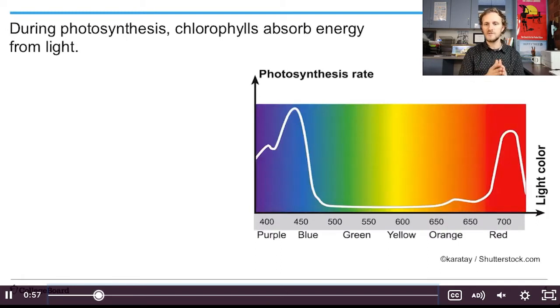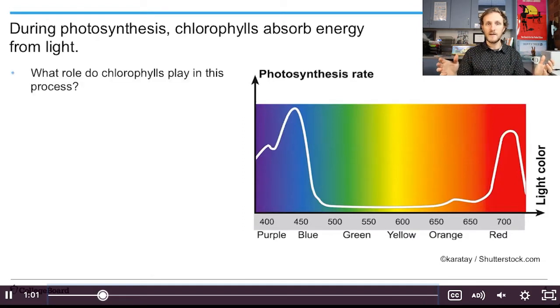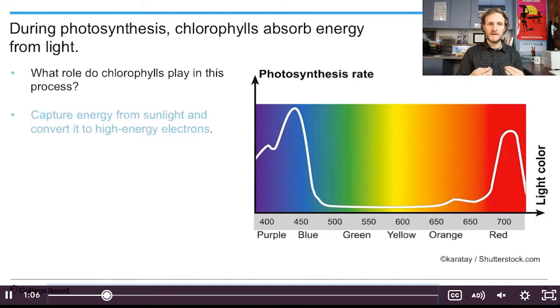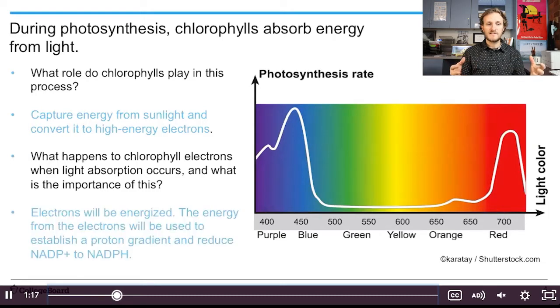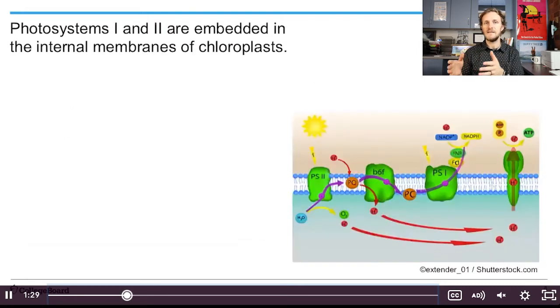This is a graph showing the broad wavelength of visible light and how it's absorbed by chloroplasts. Chlorophyll is the pigment that absorbs the energy, and that's essentially its job, to capture sunlight and convert it to high energy electrons. Once the light energy is absorbed, the electrons get excited, they get energized, and the energy from the electrons will essentially produce a proton gradient to make NADPH.